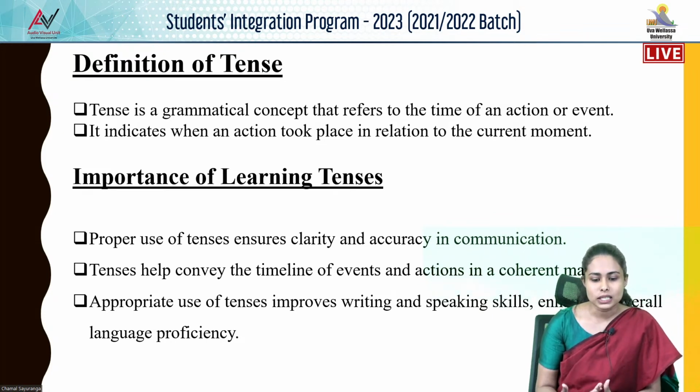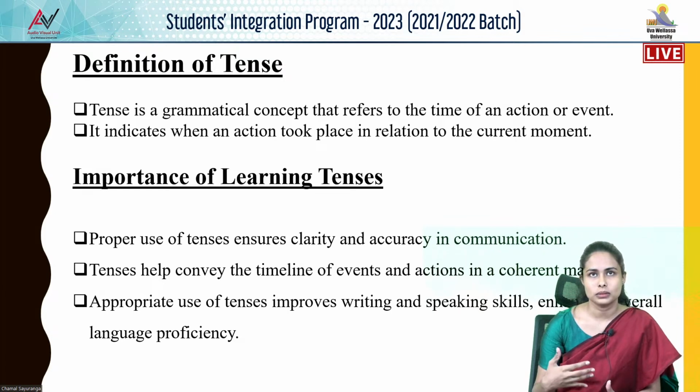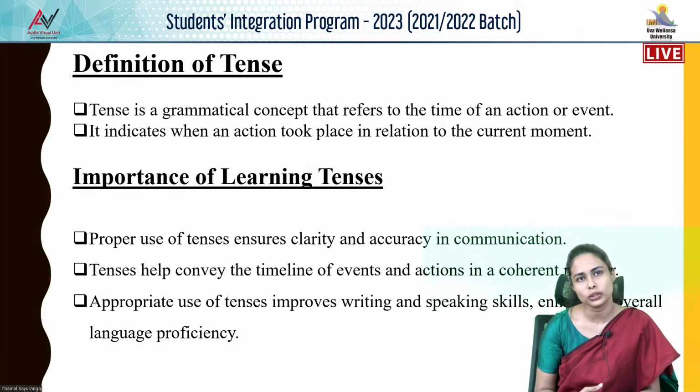So it indicates when an action took place in relation to the current moment, right? Now tenses show us the connection between action and the moment that we are living, right? For example, if I say now we are studying here, you know that the action studying is still ongoing and it is not completed, it is continuing, right?